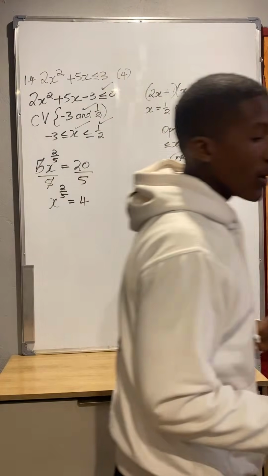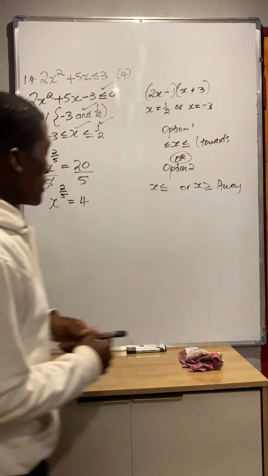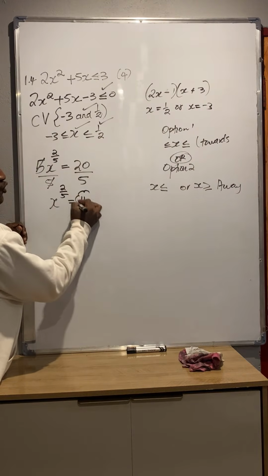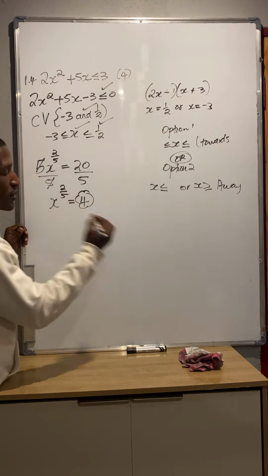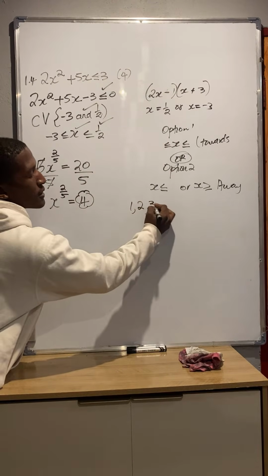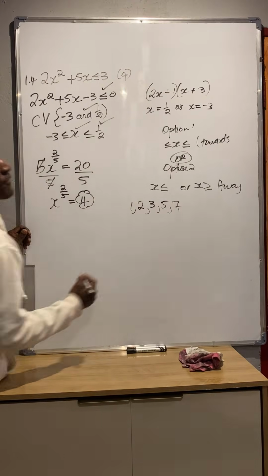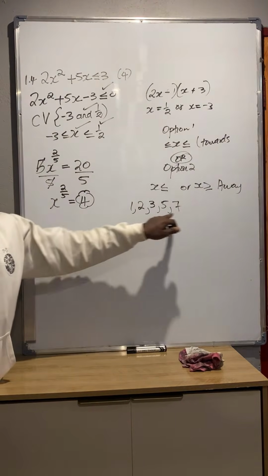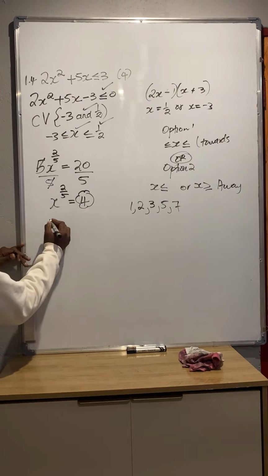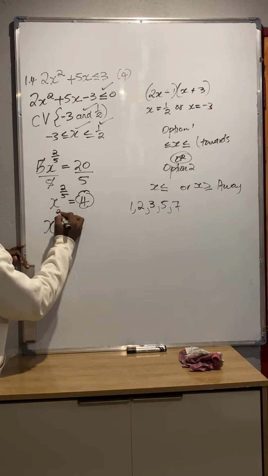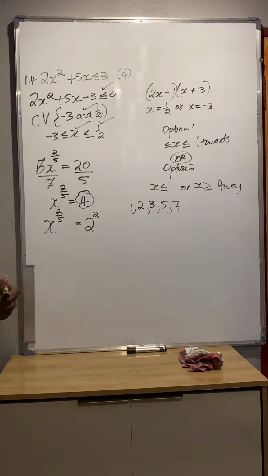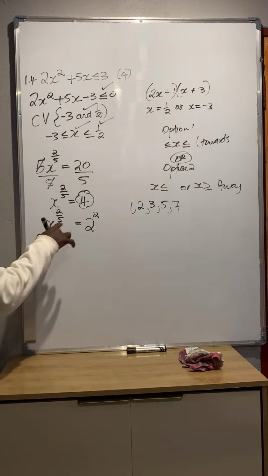Family, this is the first step, but you're not done yet. You're going to have to fix this one to an exponent. Remember, we work with a base of either 1, 2, 3, 5, or 7. So this one doesn't belong in any of these. Therefore, you have to change this one. How do you change it? You say it's x to the power of 2 over 5 equal to 2 to the power of what? Of 2, family.